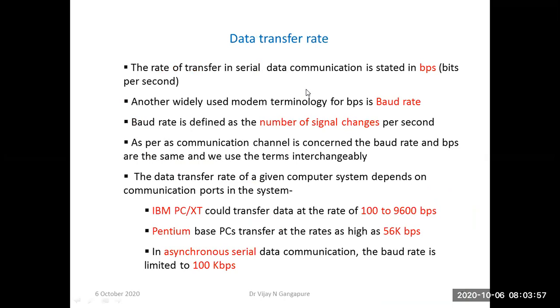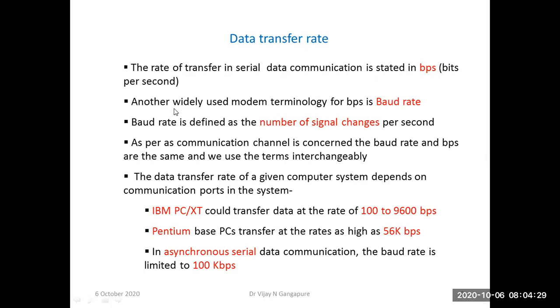Now we will talk about data transfer rate, meaning what is the meaning of data transfer rate. The rate of transfer in serial data communication is stated in bps, that is the unit of data transfer rate. That is the rate at which data will get serially communicated or transmitted. It is stated in bps, that is bits per second, the number of bits being transmitted per second.